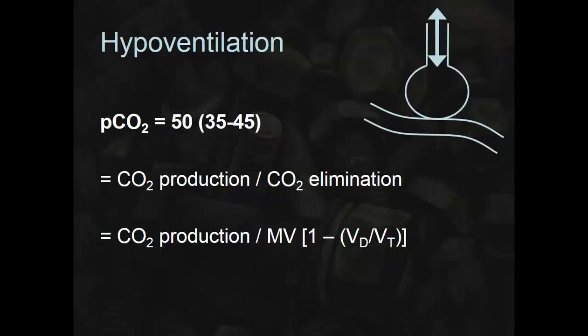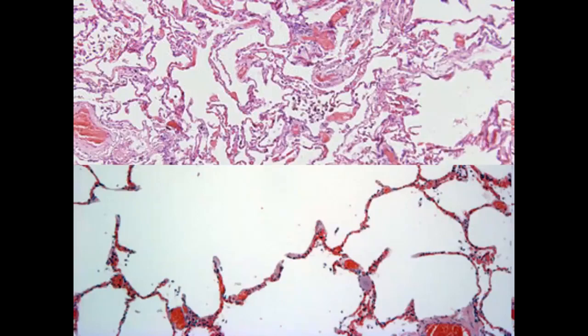So it makes sense, right? People who have higher dead space are going to have higher CO2. If you decrease your minute ventilation, you're going to have higher CO2. If you increase your production, you're going to have higher CO2.